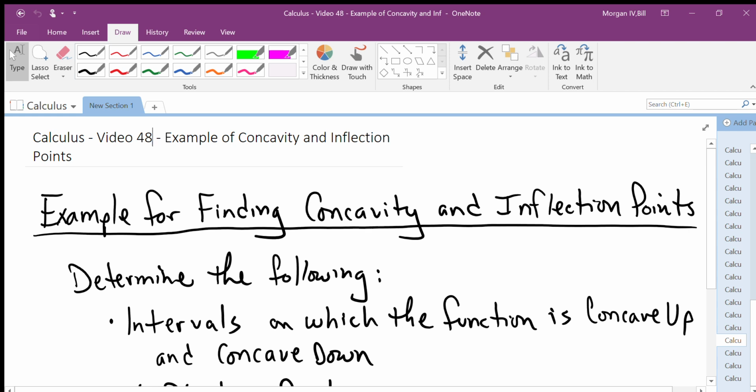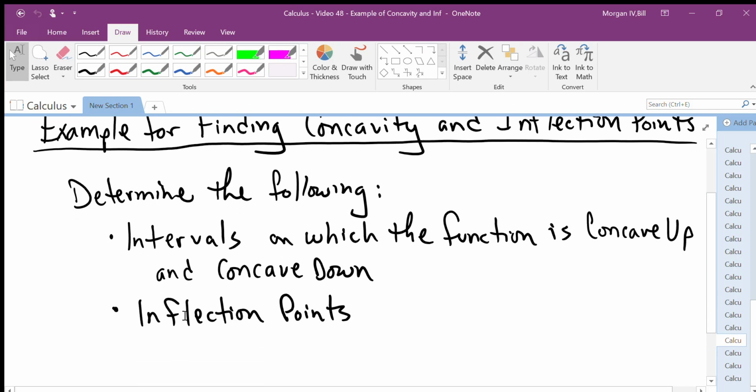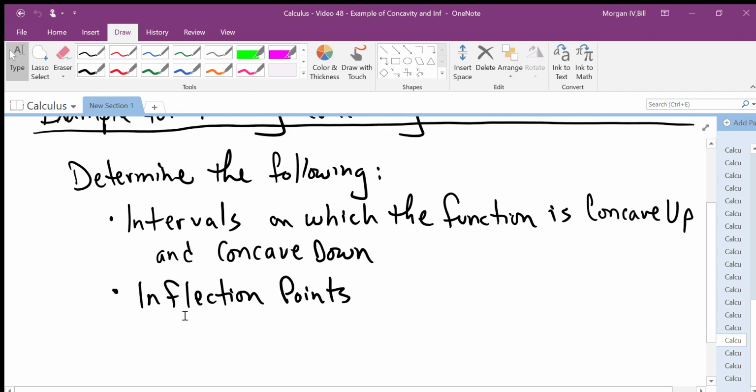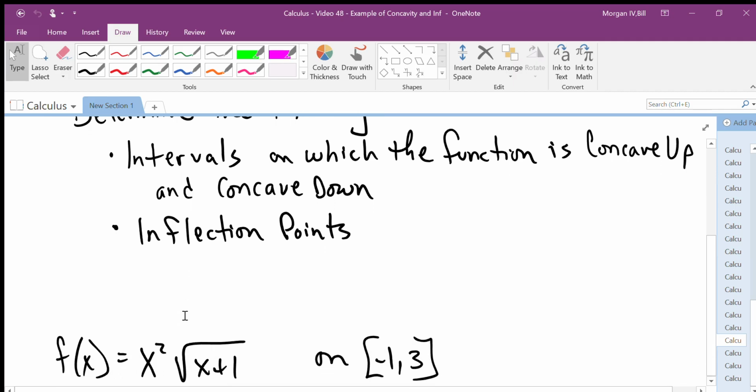Calculus video 48, an example of concavity and inflection points. So we're going to determine the following: the intervals on which the function is concave up and concave down, and the inflection points, the points at which the curve changes concavity. And we're going to use our old friend f of x is equal to x squared times the square root of x plus 1 on the interval from -1 to 3.